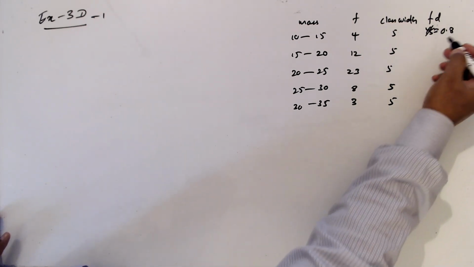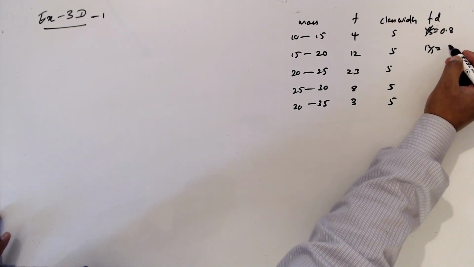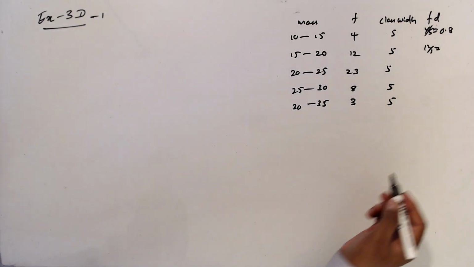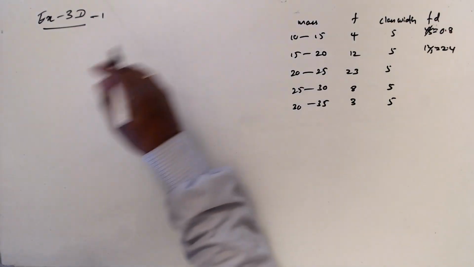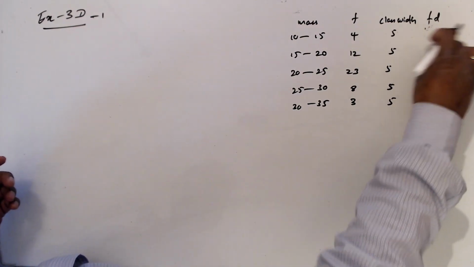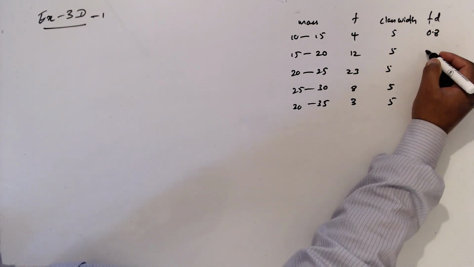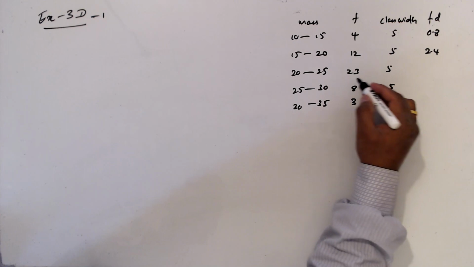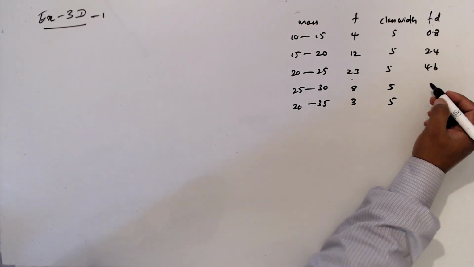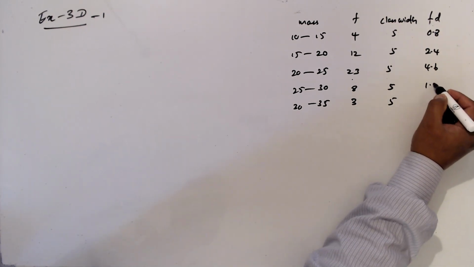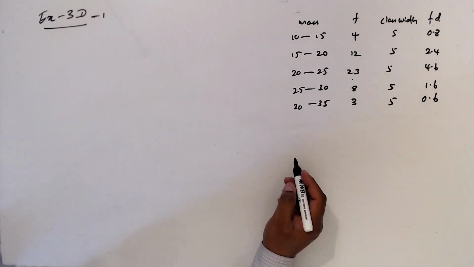And frequency density is going to be 4 divided by 5, which is going to be 0.8. 12 divided by 5, this is going to be 2.4. 23 divided by 5, 4.6, and 8 divided by 5, 1.6, and 3 divided by 5, 0.6.